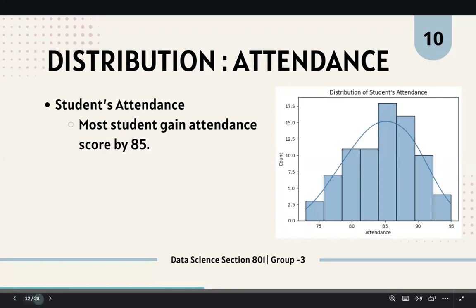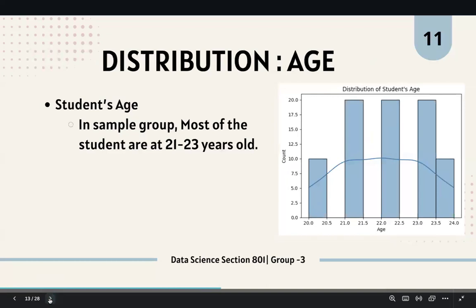And the next slide shows the distribution of the age graph. In this age graph, the x-axis shows the age of the student, and the y-axis shows the number of students at each age group. Most students are around 21 to 23 years old. According to our data set and distribution, students are around 21 to 23 years old, and most of the students have an attendance score of 85%.